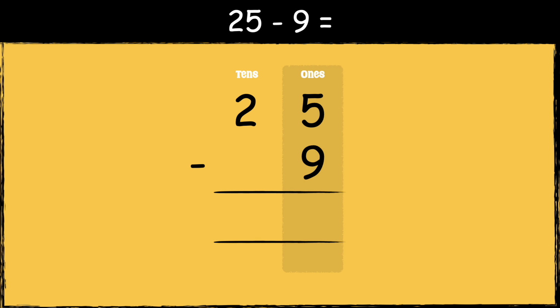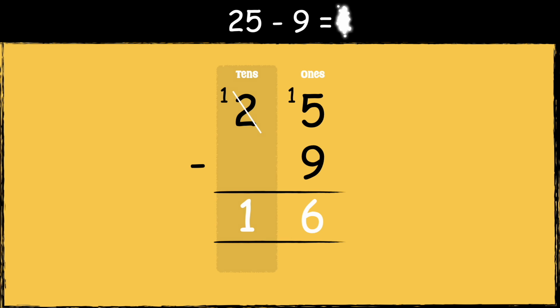We can't subtract 9 from 5, so we need to borrow a 10 from the tens column. When we borrow, the 2 tens becomes 1 ten. Now we've turned the 5 into 15, and 15 minus 9 gives us 6. Now we need to subtract the digits in the tens column. So we have 1 take away 0, which is 1. So the answer is 16.